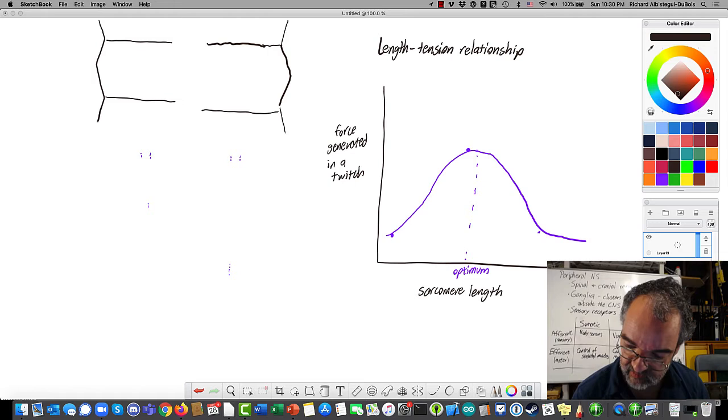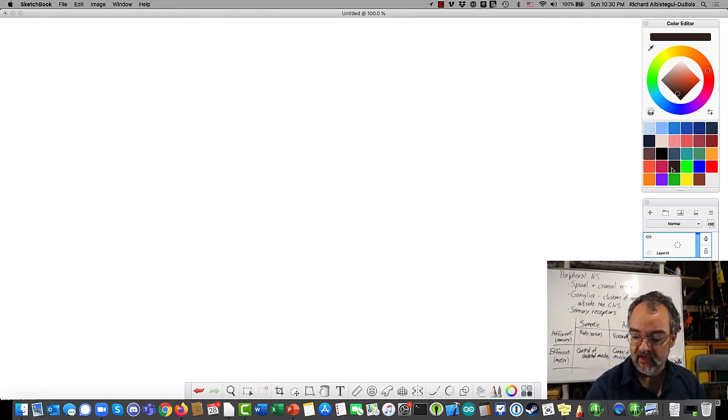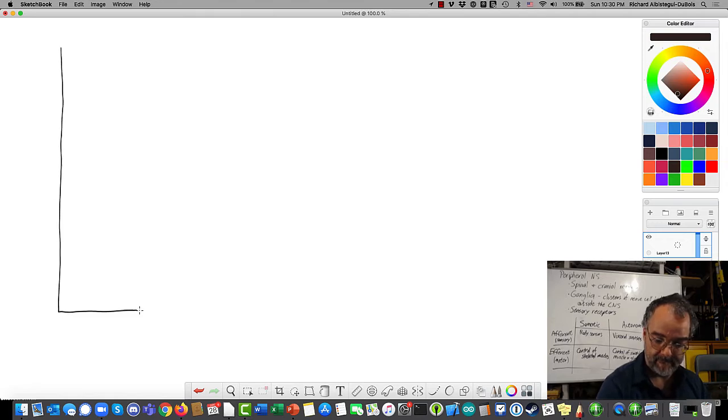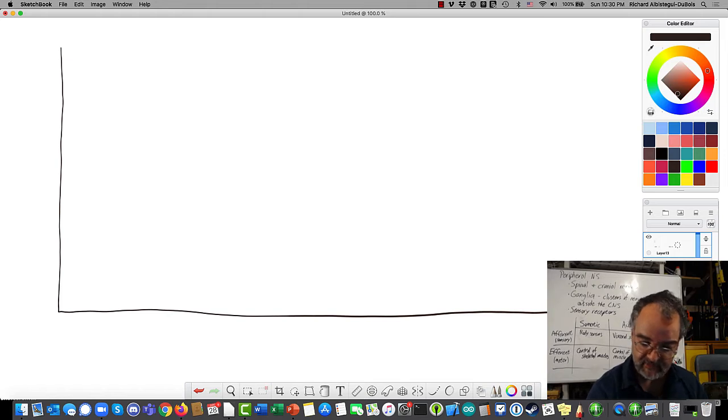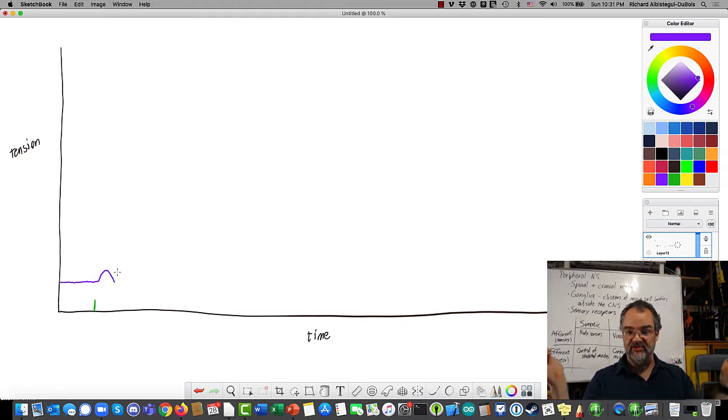So we will get rid of those. And we're going to put up a large graph here. It's going to be a graph of tension versus time. And on this graph, an action potential will be represented by one green line. So that's saying at that point in time, that muscle had an action potential. And if we look at the force generated, we will see a muscle twitch. One action potential produces contraction followed by relaxation.